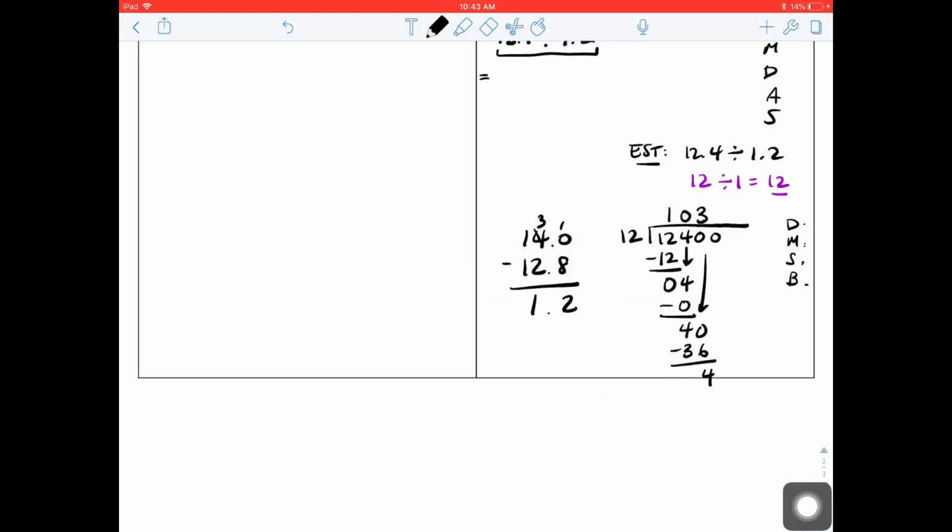Now actually, I'm not going to move on anymore because I can see the same thing is going to keep happening. I'm going to get a 40. And then I'm going to multiply it out the last time. I know that 3 times 12 is going to be 36. I subtract and get a 4. So I know I'm always going to end up with a remainder of 4.